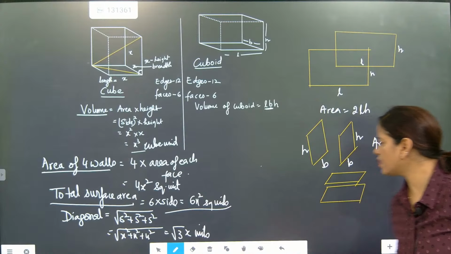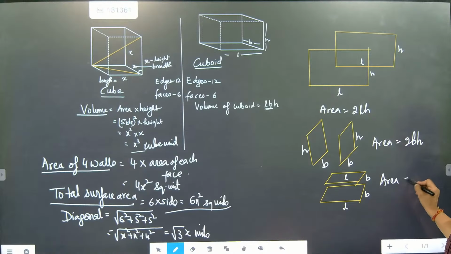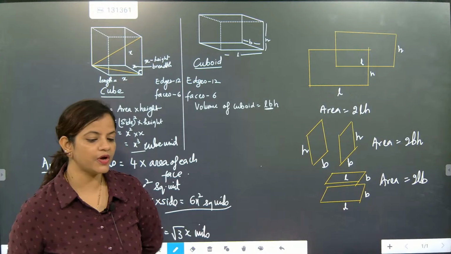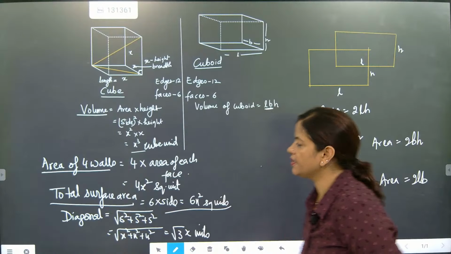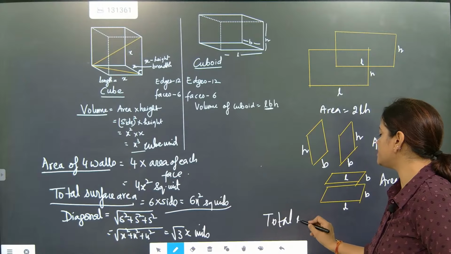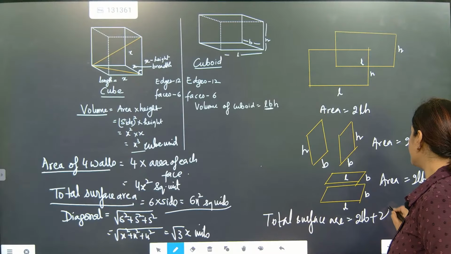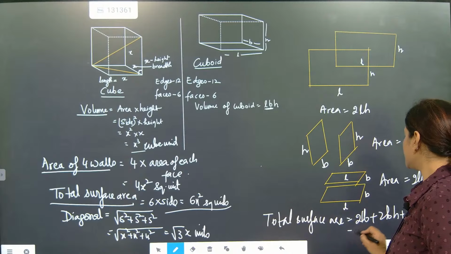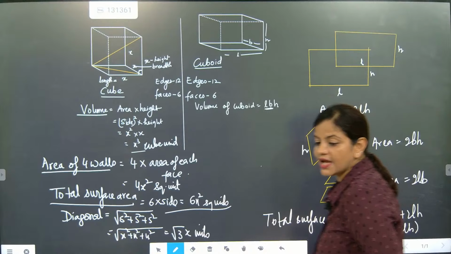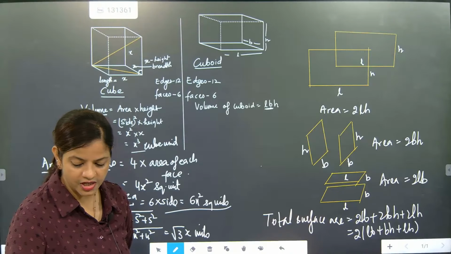This is L, B, L, B. So area is coming as 2LB. So first, second, third. All the three, if you join together, what is the total area coming? So the total surface area of this entire section is 2LB plus 2BH plus 2LH. This is exactly coming as total surface area.